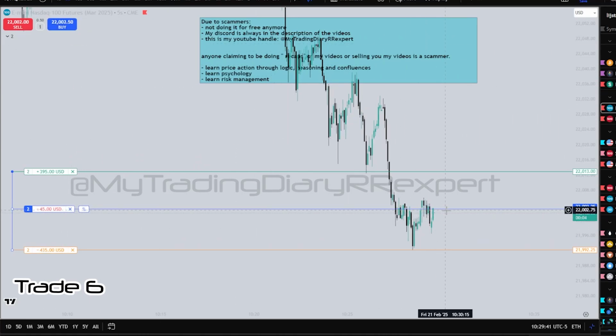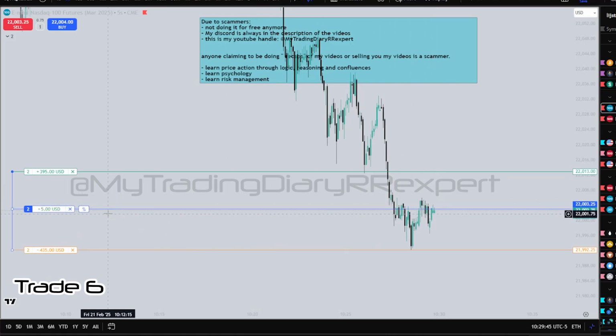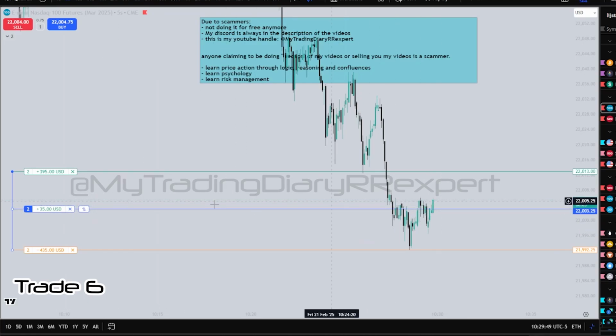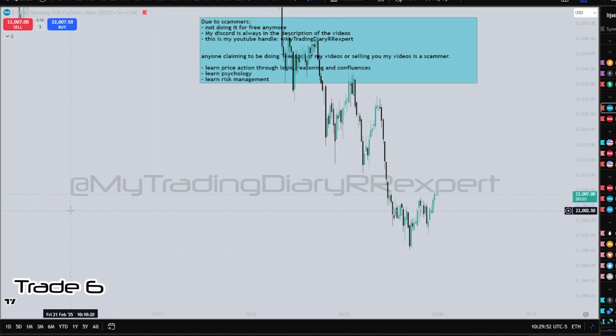I'm going to re-enter again because I'm confident price is going to go up here. This is a very sensitive price level, and it's just giving this resistance. So let's just grab this.